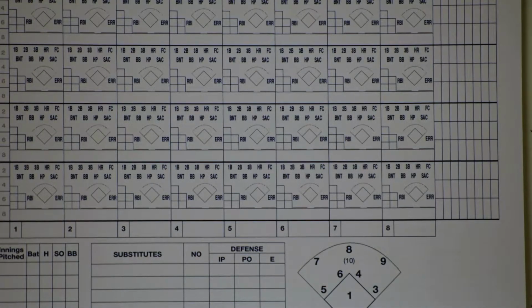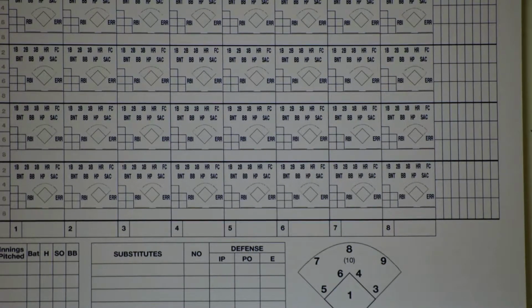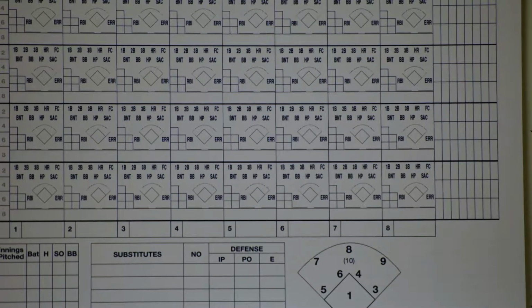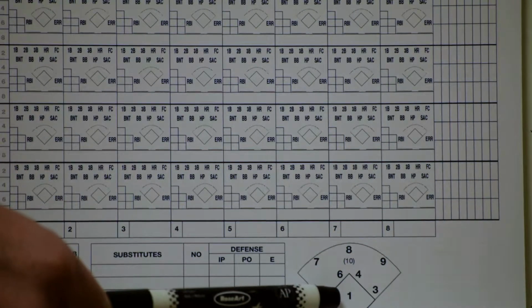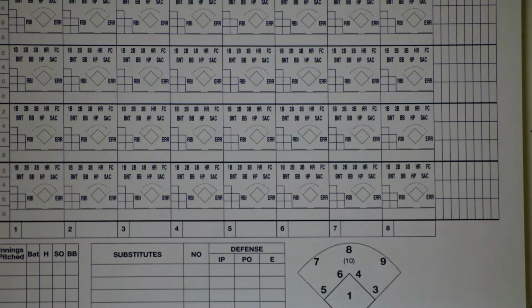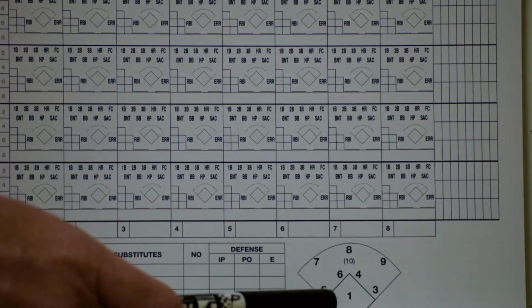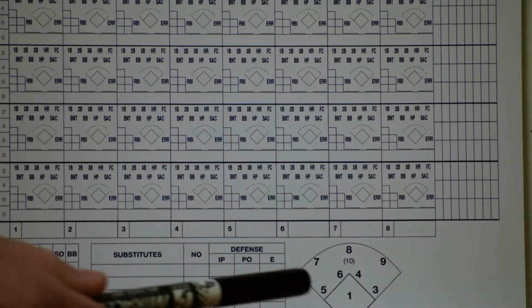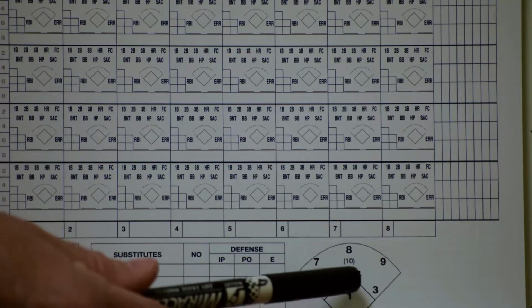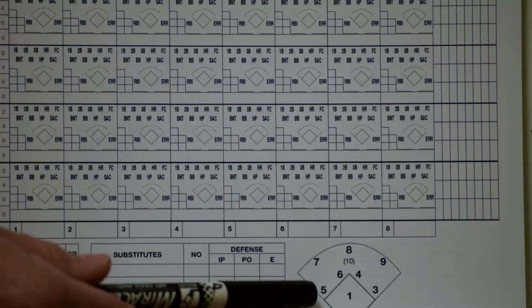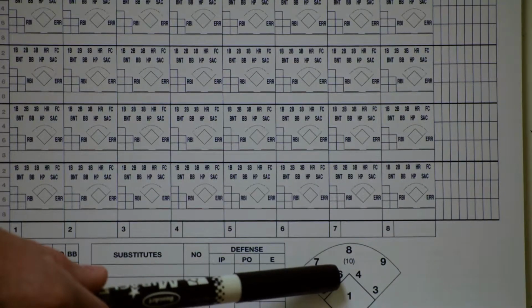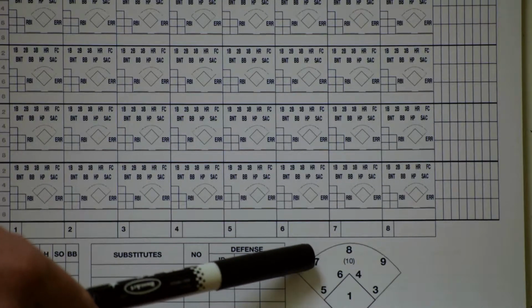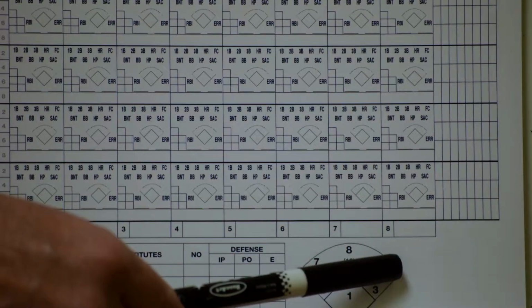When you're keeping score, there's a shorthand that you use. Even though it's first base, second base, third base, those aren't the numbers that you use when you're keeping score. When you look at this diagram, you can see the pitcher is actually number 1. So it goes pitcher 1, catcher 2, then first base is 3, second base is 4, third base is 5, and shortstop is 6. Then it's left field, center field, right field.